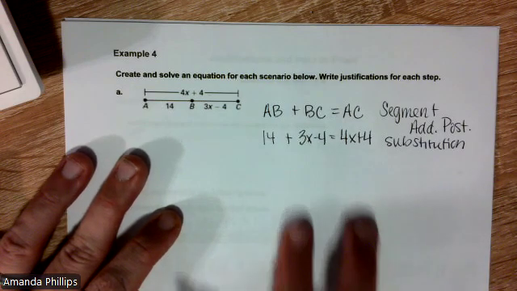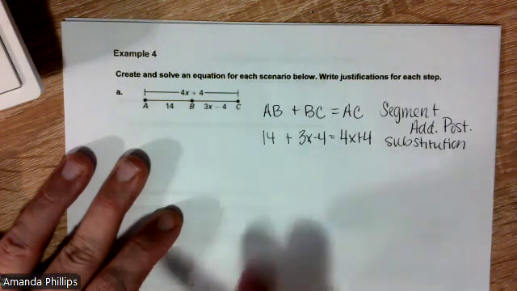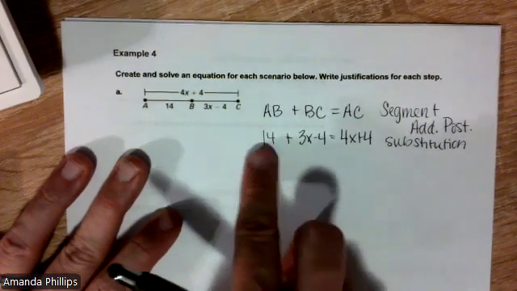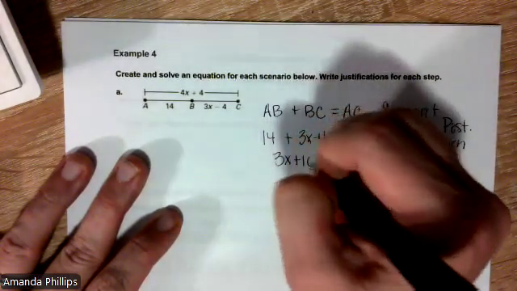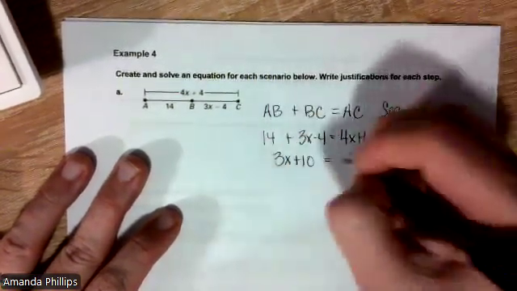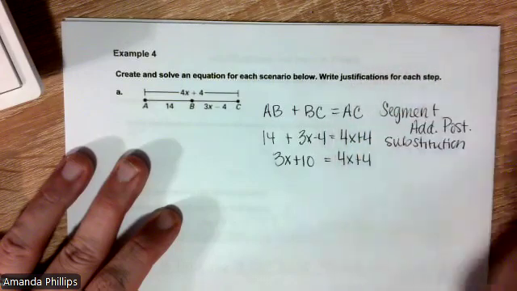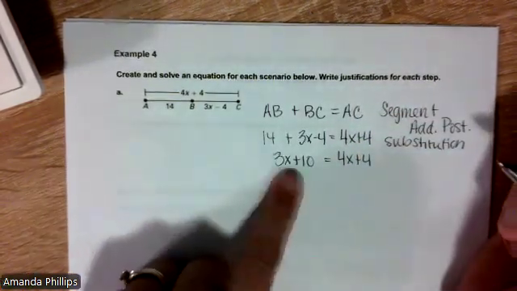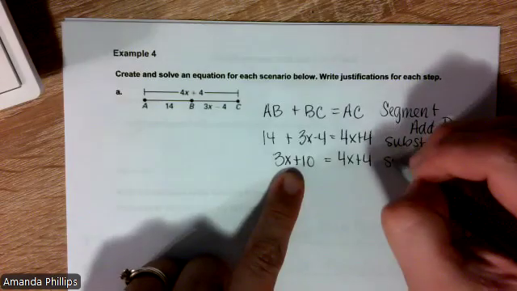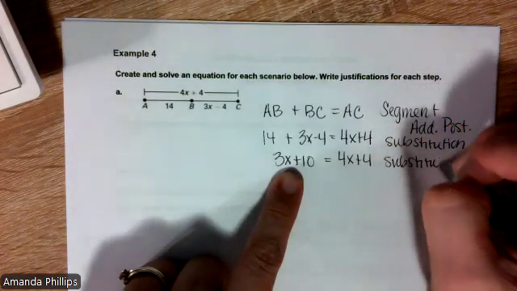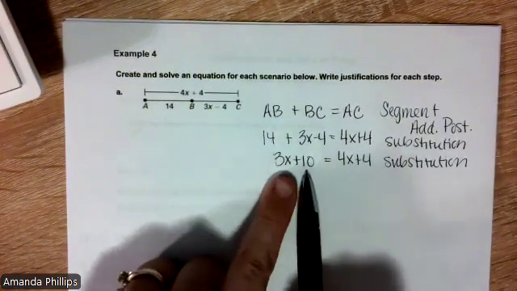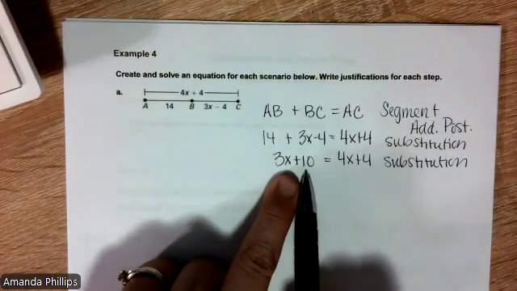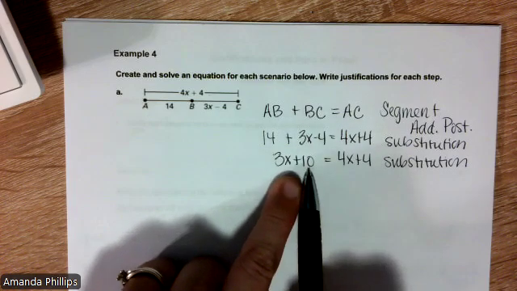Okay, so what do we do next? Well, I'm going to combine like terms over here, and I'm going to say that 14 minus 4 is 10. So I'm going to write this as 3x plus 10, and I cannot combine anything over here, so I'm going to leave it as 3x plus 4. But what you write in a situation like this is also substitution, because we took 14 and -4 and substituted it with 10. Okay, so that's how that works.